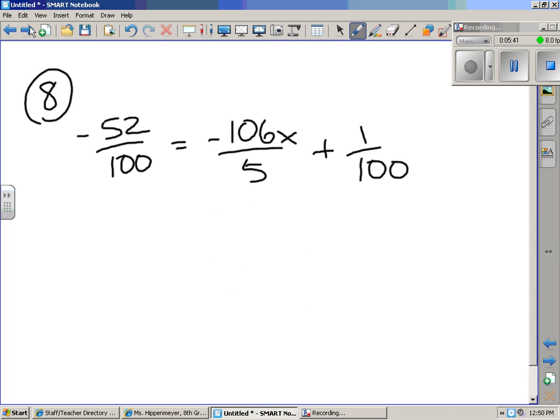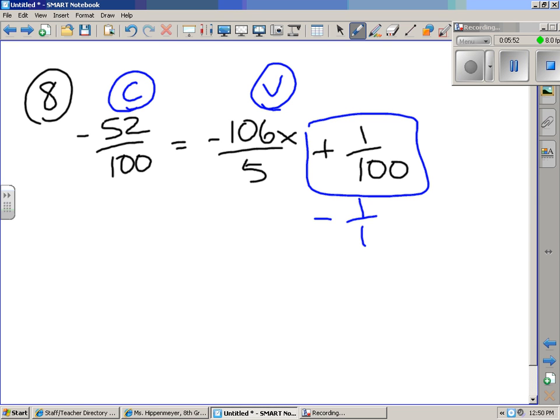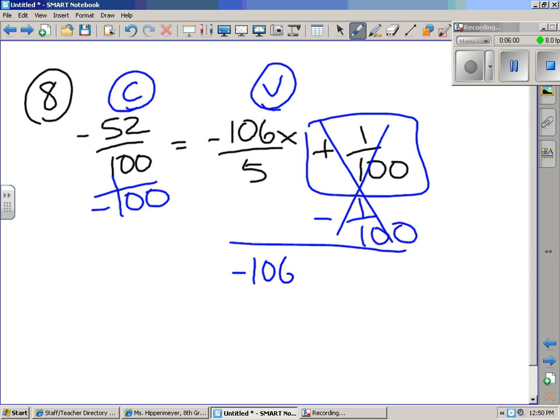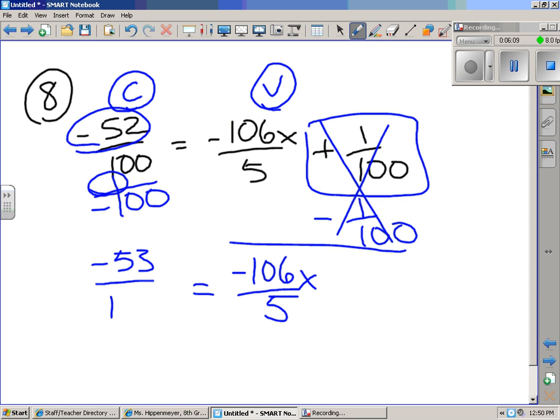Number 8. So first of all, we need to get the variables on one side. We need to get the constants on the other. So I'm going to move this constant over to the left side. On the right side, this cancels, and we're left with negative 106x over 5. On the left side, negative 52 minus 1 equals negative 53 100ths.